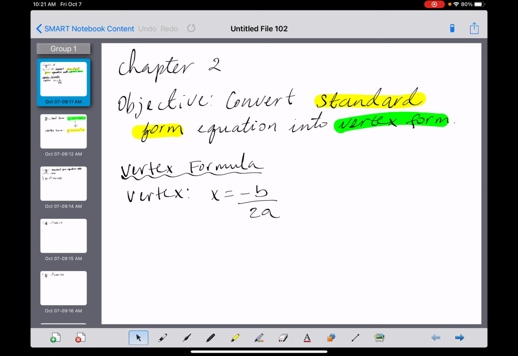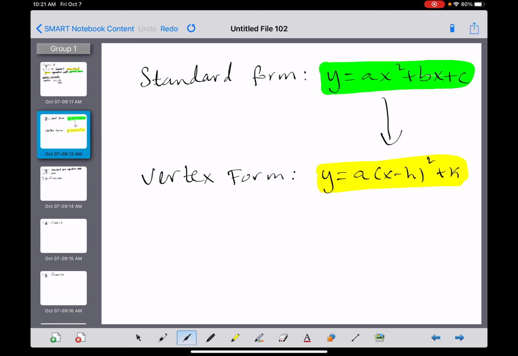Okay guys, in this lesson right here, we're gonna learn how to convert from standard form into vertex form, okay? So standard form is y equal to ax squared plus bx plus c, and then our job is to convert it into vertex form, which looks like y equal to a parentheses x minus h parentheses squared plus k, okay?